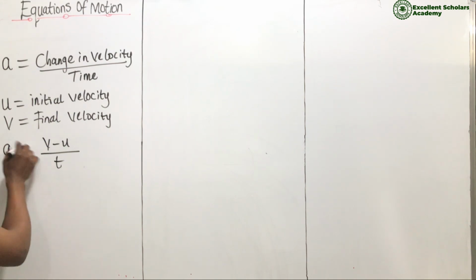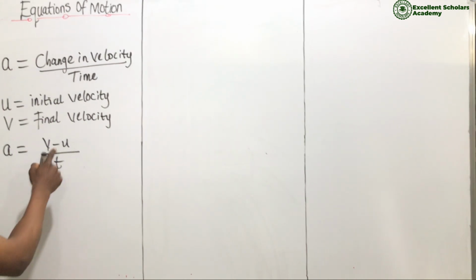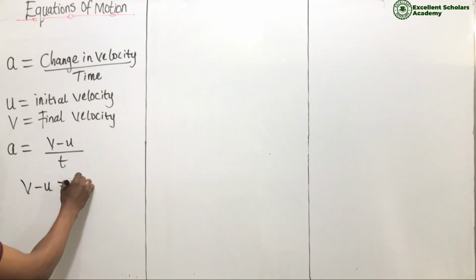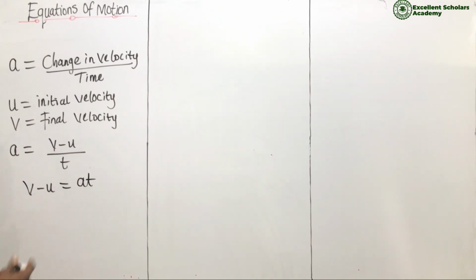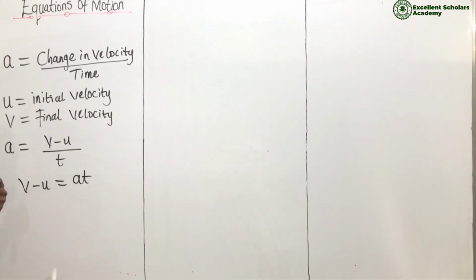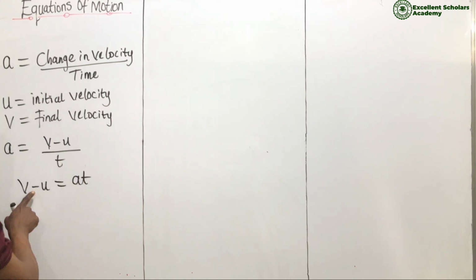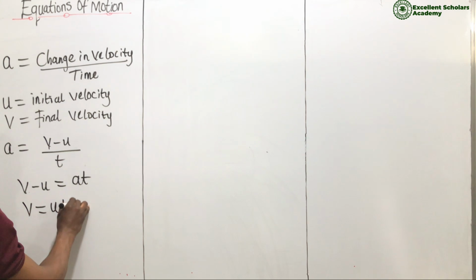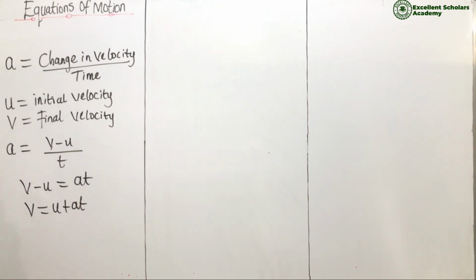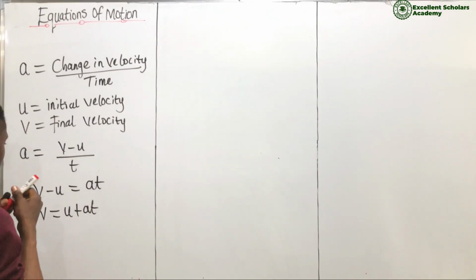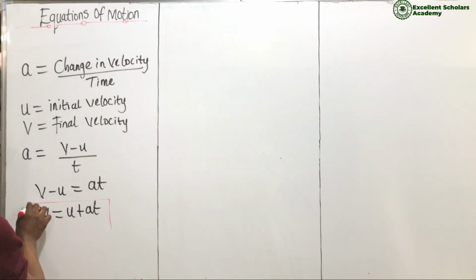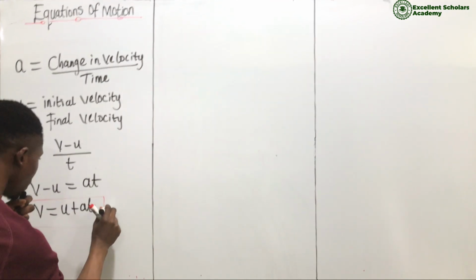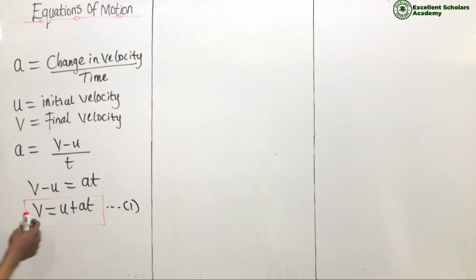Now let's cross multiply here. So v minus u is equal to a times t, which gives us at. V minus u is equal to at. Now if you take u to this side, the minus here becomes plus, so v is equal to u plus at, and that will be our first equation of motion. V is equal to u plus at.